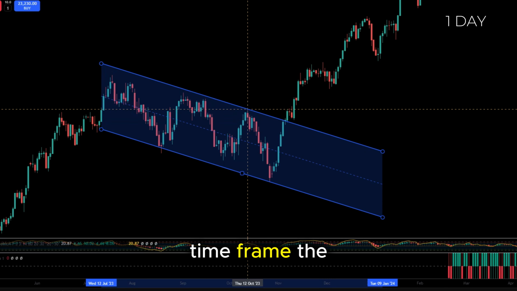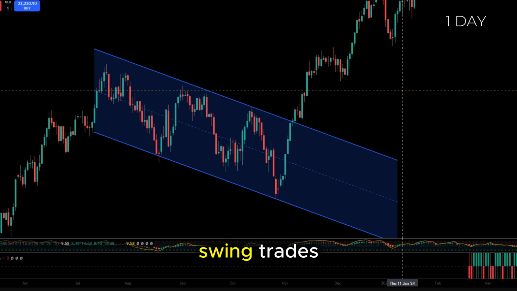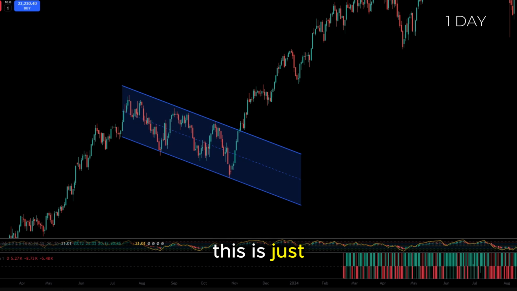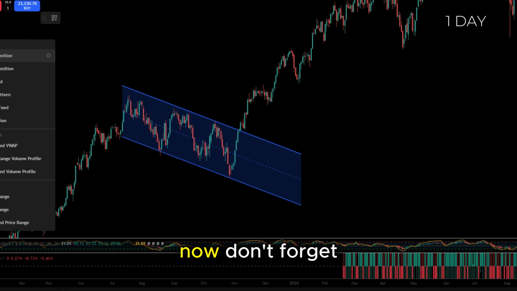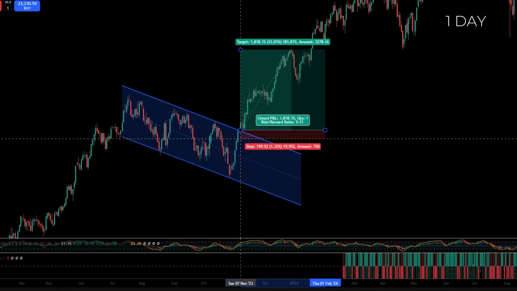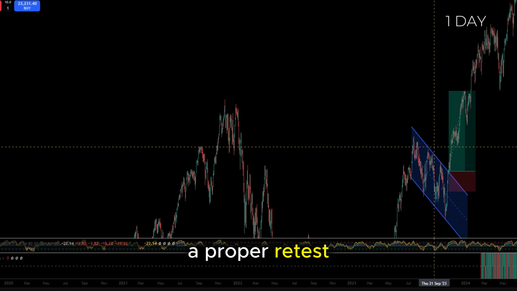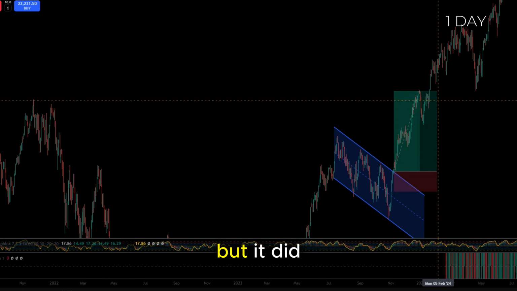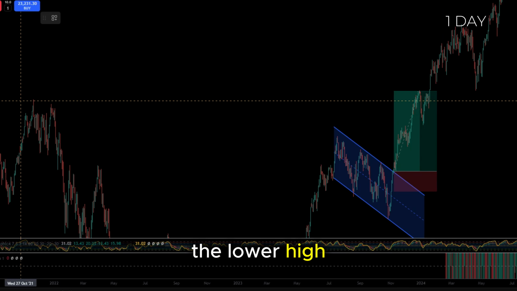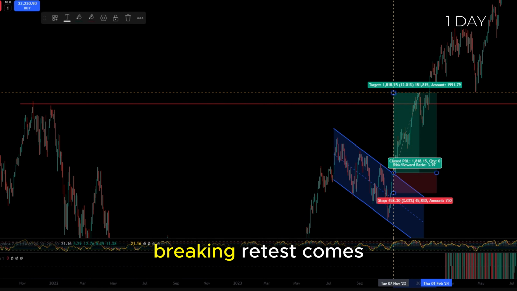Now the daily time frame, the daddy. This is where you get real big trades, long trades, swing trades. As you can see, it doesn't get as simple as this. This is just as simple as it gets. Now, don't forget, what you see in books and in generated images and so on, it's never as clean as that. As you can see, it's not exactly a proper retest of the broken channel, but it did retest the previous lower high. So this would have been a beautiful trade, which would have taken about 2 weeks. Simple as. Break and retest comes in many forms.